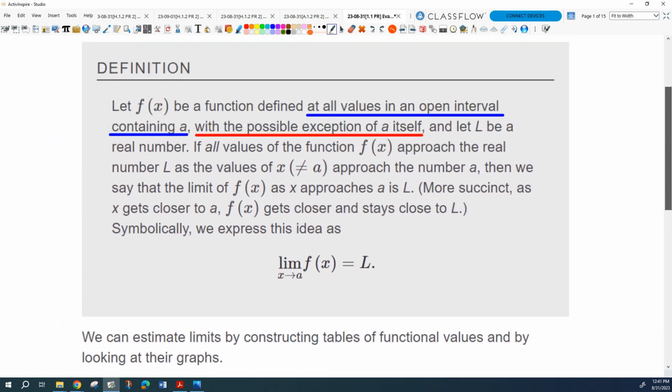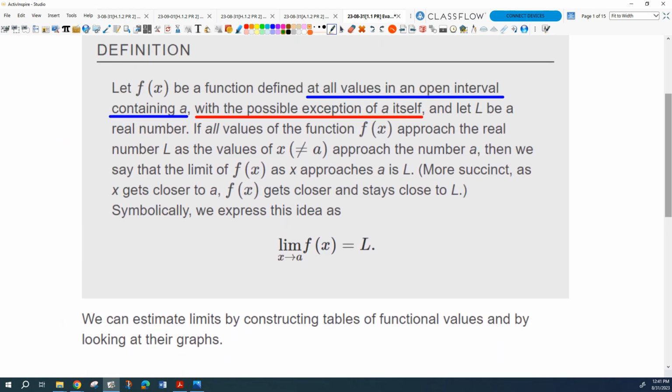So then going back to our definition, let f of x be a function defined at all values in an open interval containing a, so a is our number we're referring to, with the possible exception of a itself. So it doesn't necessarily have to be defined at a, but everywhere surrounding a, in an interval surrounding a, it does need to be defined. Okay, does that make sense?